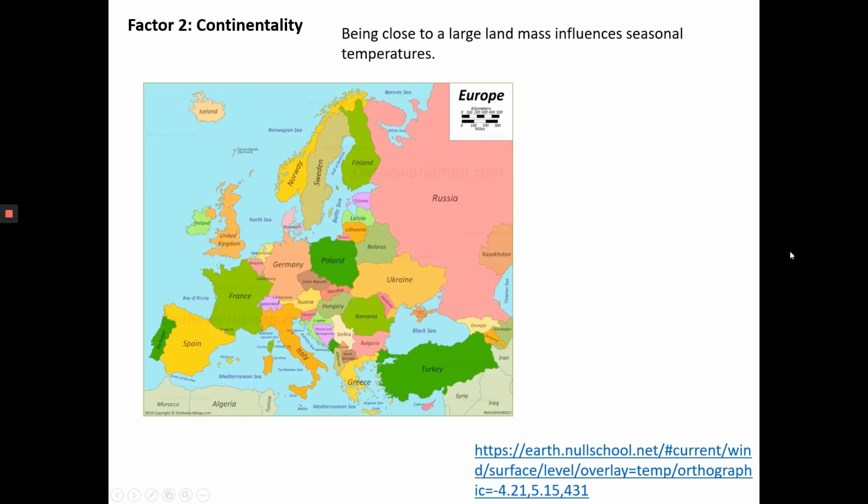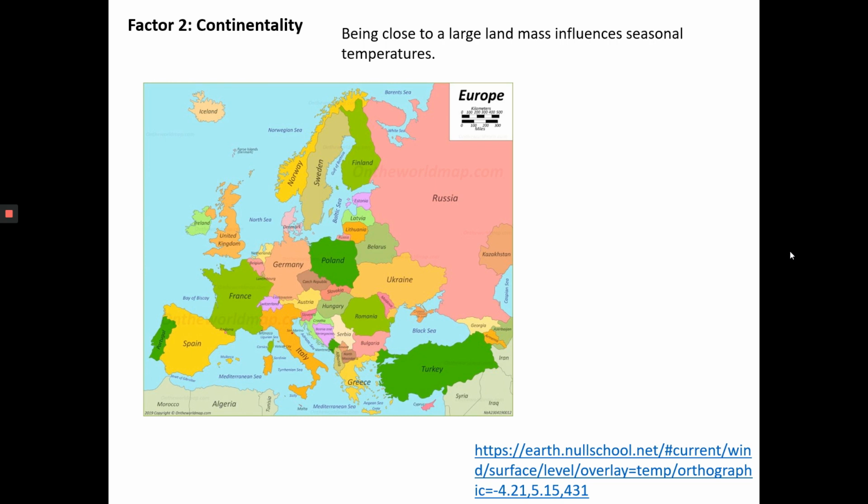So that's factor one. Factor two is something called continentality. And continentality is the reason why in the summer, the south is warmer than the north. And also partly why in the winter, it's slightly warmer on the west than it is on the east, although something else comes into that as well. So let's start with summer. Let's just focus on summer for now.